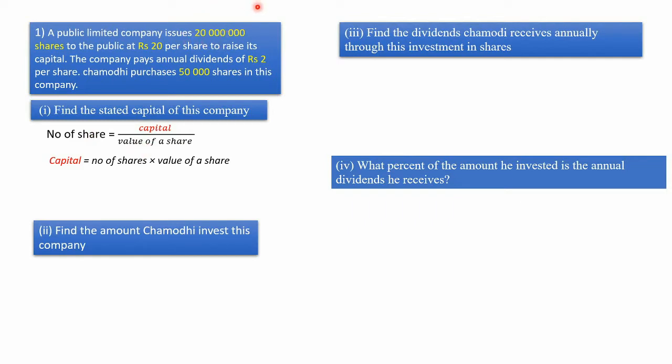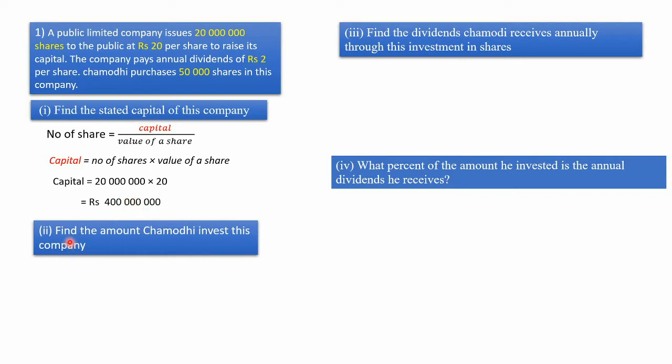So the number of shares is 20 million, and the value per share is 20 rupees. So how do you do that? 20 million multiplied by 20. The final answer is 400 million. This is the stated capital of this company.